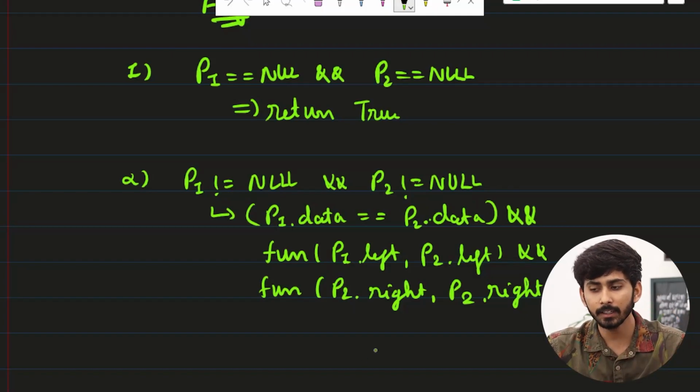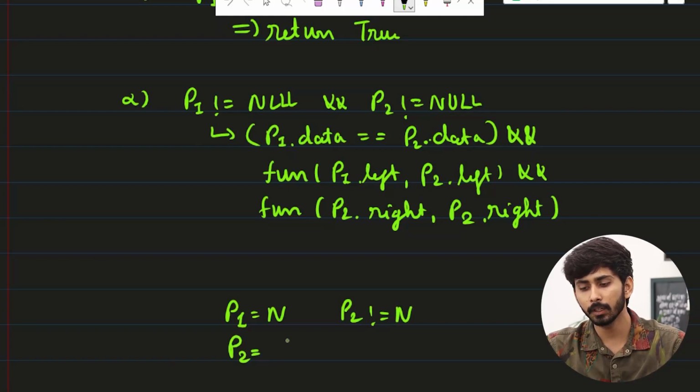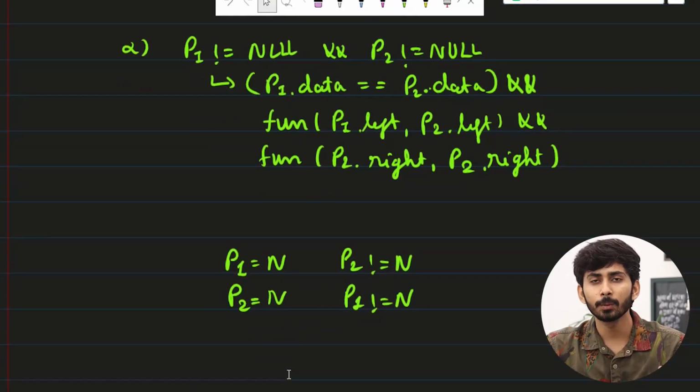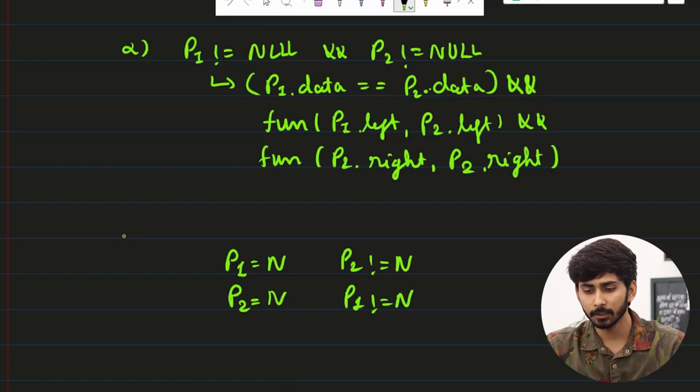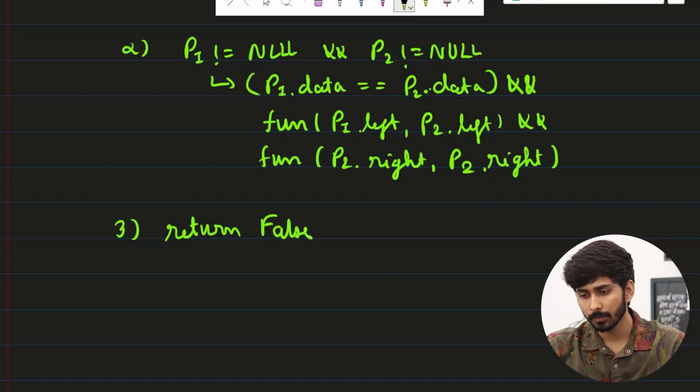And at the end, what can be the other scenario? The other scenario can be that p1 is null and p2 is not null, right? Or it can be p2 is null but p1 is not null, right? So in that scenario, you know that the output is always going to be false. So the third thing is that if any of the above conditions is not satisfied, then you can simply return false, right? So this is the entire algorithm.